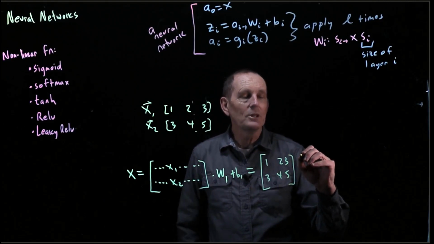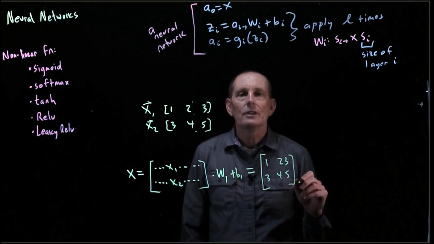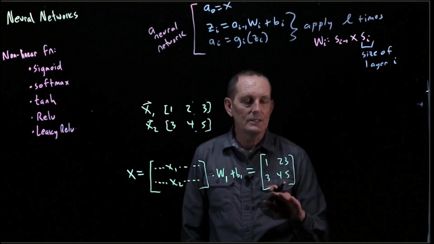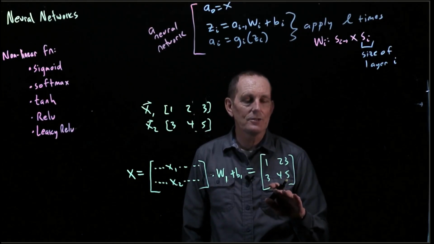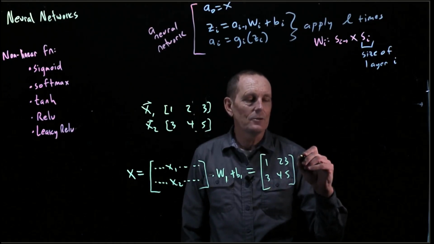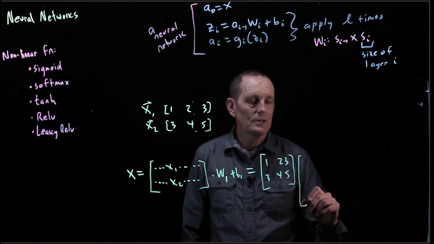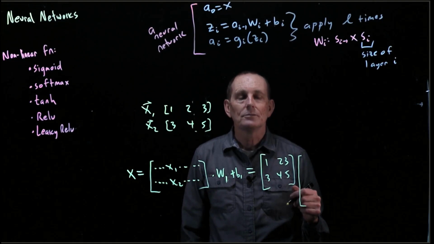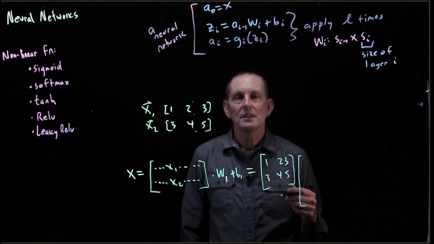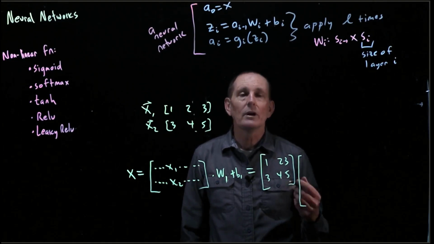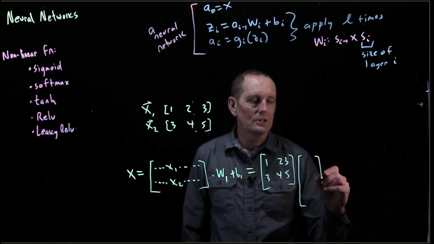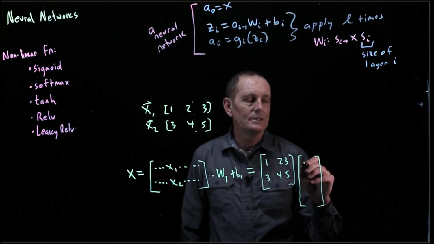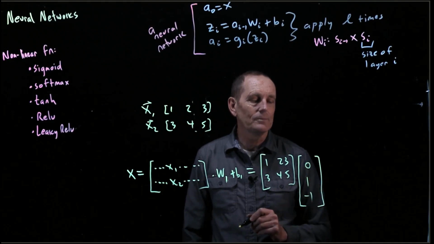What do we know about the form of w? Well, we know that since this is a 2 by 3, it has 3 rows and as many columns as there are outputs. Let's say there is one output. So w is going to look like this, and this is 0, 1, negative 1.